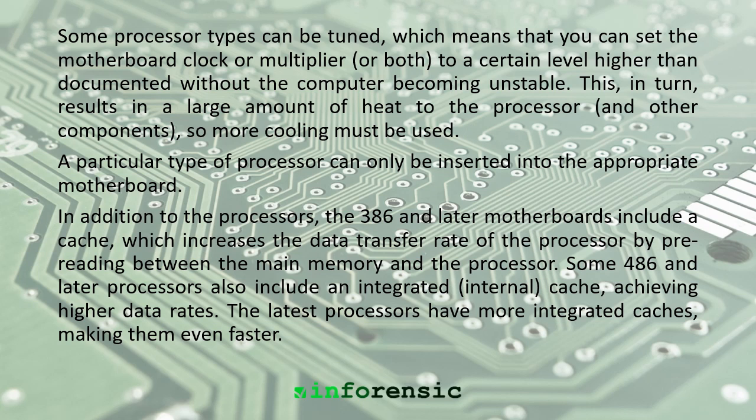In addition to the processors, the 386 and later motherboards include a cache, which increases the data transfer rate of the processor by pre-reading between the main memory and the processor. Some 486 and later processors also include an integrated internal cache, achieving higher data rates. The latest processors have more integrated caches, making them even faster.